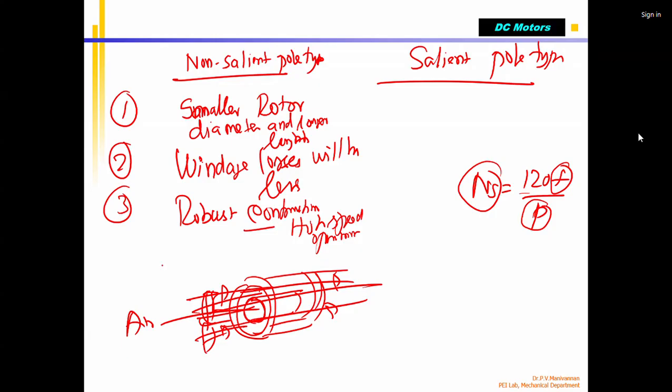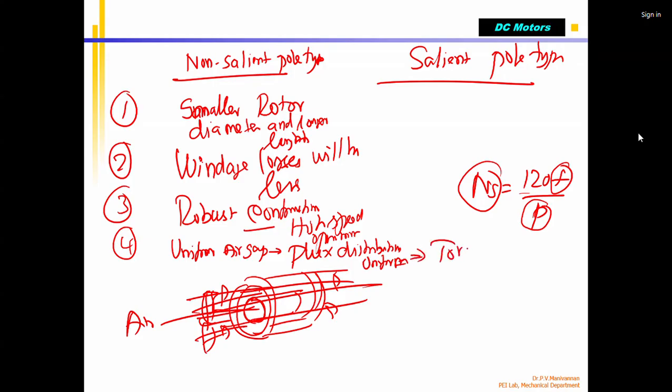Okay, then the last one is the uniform air gap. Due to the uniform air gap, correct? Flux distribution will be uniform. Because of that, torque production will be smooth. As the rotor rotates, the torque is going to be smooth or uniform at any given angle because there is no projection.